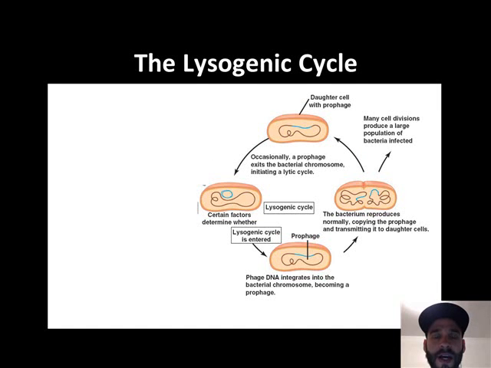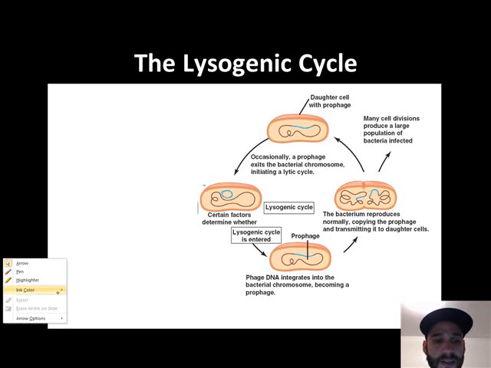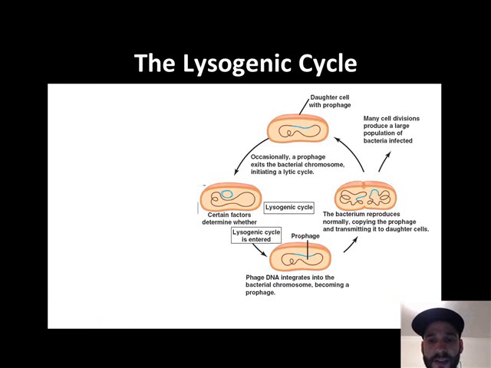Some phages also use what we call the lysogenic cycle. If you noticed, the lytic cycle is going to kill the host cell. And here, as you can see in the lysogenic cycle, that's a little bit different. In the lysogenic cycle, I want you to focus down here. What happens is the DNA from the phage integrates into the host cell's DNA, and then it becomes what we call a prophage. So the DNA from the phage has become a part of the host cell's DNA.